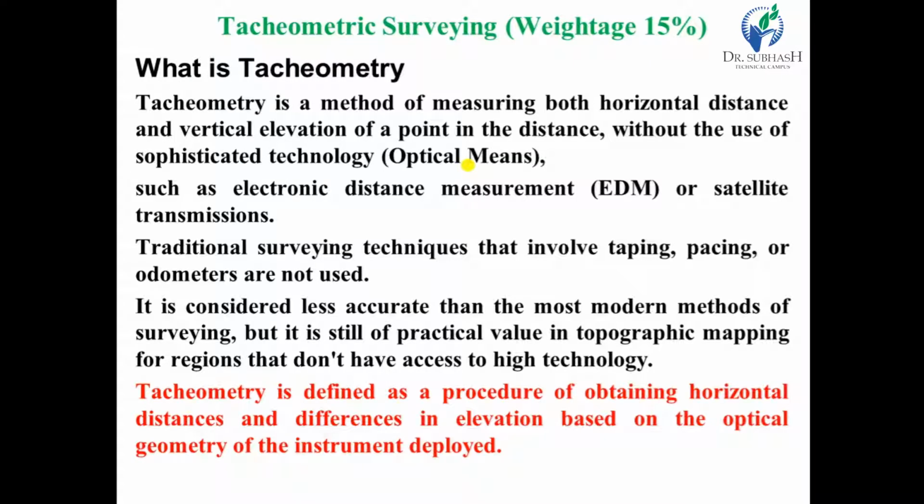Now, the first question that arises in our mind is, what is tachyometry? Tachyometry is a method of measuring both horizontal and vertical distances of points without the use of any sophisticated technology like optical means. We know that in the present era, some digital instruments and satellite mapping are also available, but in tachyometry we do not use those types of digital techniques.